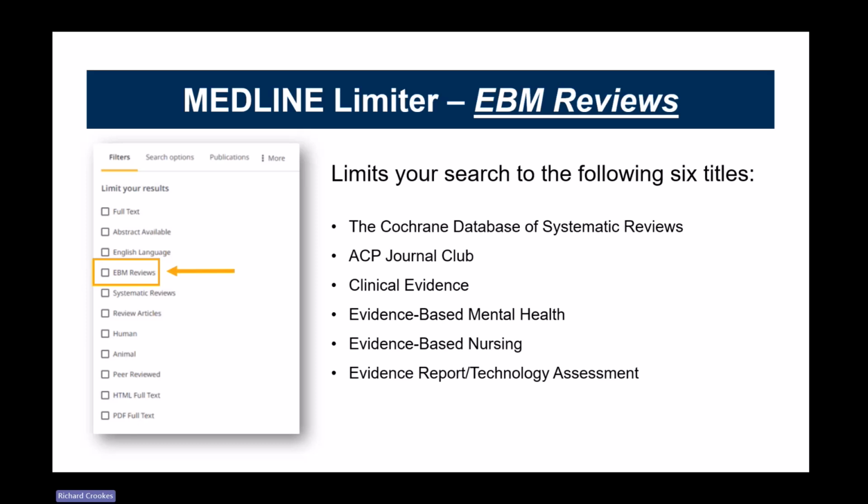There's a screenshot there of the filter where you can select that. So that filter limits your search results to the following 6 titles. So when you run a search, you apply the filter within the advanced search page, then it will limit results to content from the Cochrane Database of Systematic Reviews, ACP Journal Club, Clinical Evidence, Evidence-Based Mental Health, Evidence-Based Nursing, and so on. So that includes health technology assessments as well.